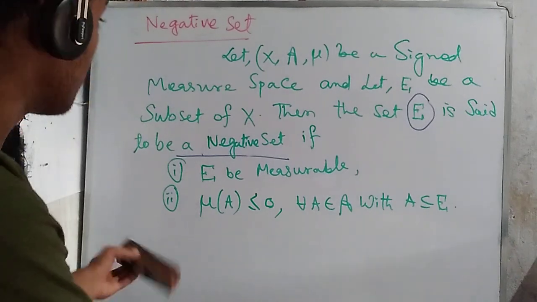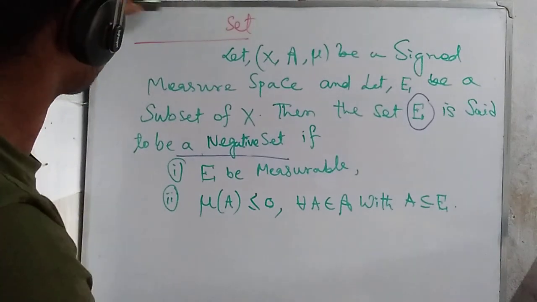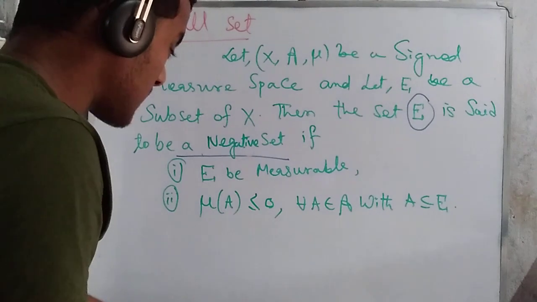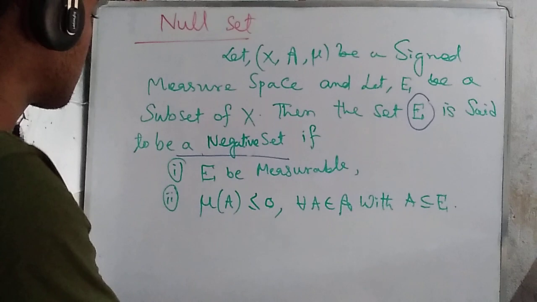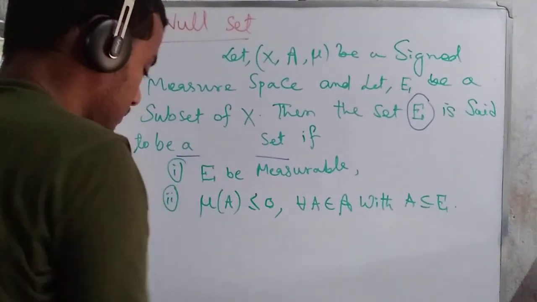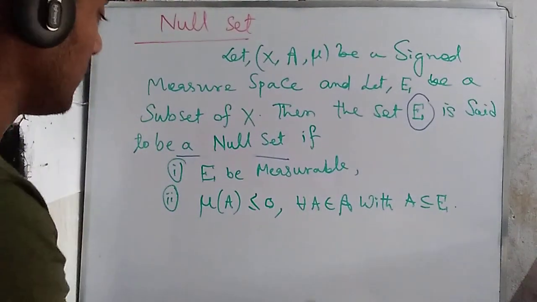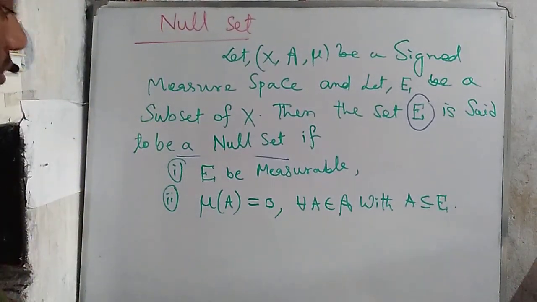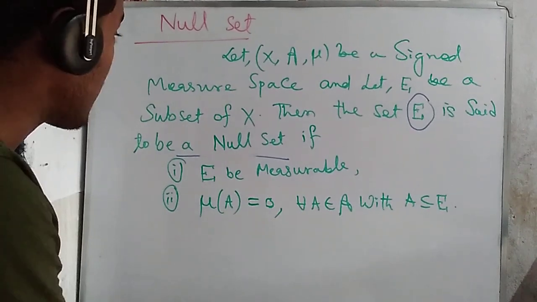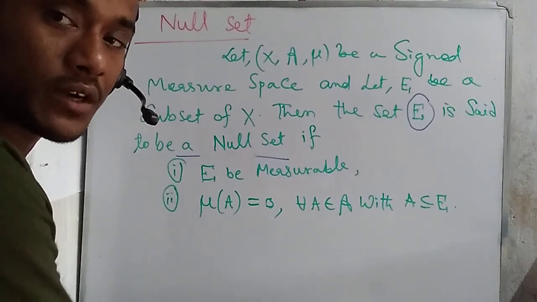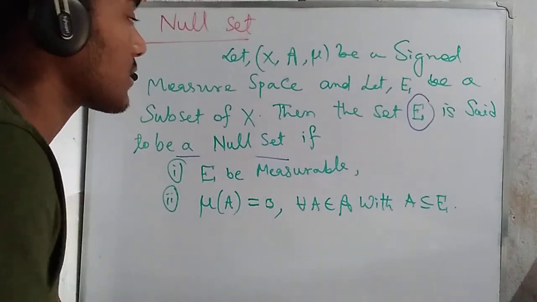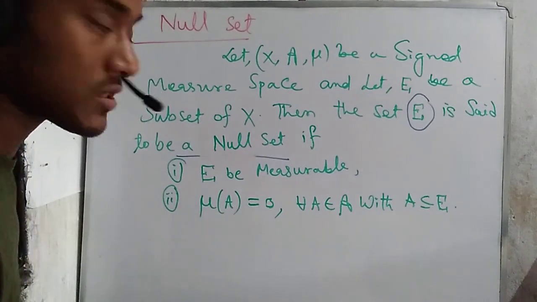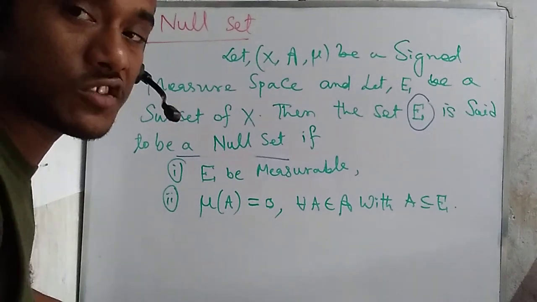Now we write the definition of null set. Let (X, script A, mu) be a signed measure space and E a subset of X. E is said to be a null set if E is measurable and mu(A) equals 0 for all A belonging to script A with A a subset of E. Not a problem at all. We now know which one is called a positive set, which a negative set, and which a null set. That means we construct a signed measure space, and then a subset E which is measurable, and every subset of this subset has measure 0. Then this E is called a null set.